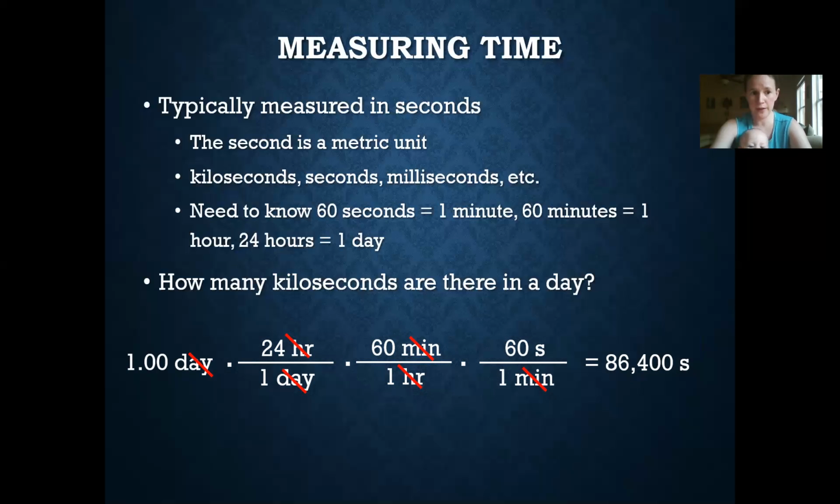So we're going to convert 86,400 seconds into kiloseconds. Based on the fact that it says kilo, and we know that kilo means 1,000, you can probably guess that there are 1,000 seconds in a kilosecond. So we're going to multiply it by 1 kilosecond over 1,000 seconds, or in other words, divide 86,400 seconds by 1,000 seconds. Seconds cancel each other out, and we get 86.4 kiloseconds in one day. We started out with 3 significant figures, we ended with 3 significant figures, so we're good.